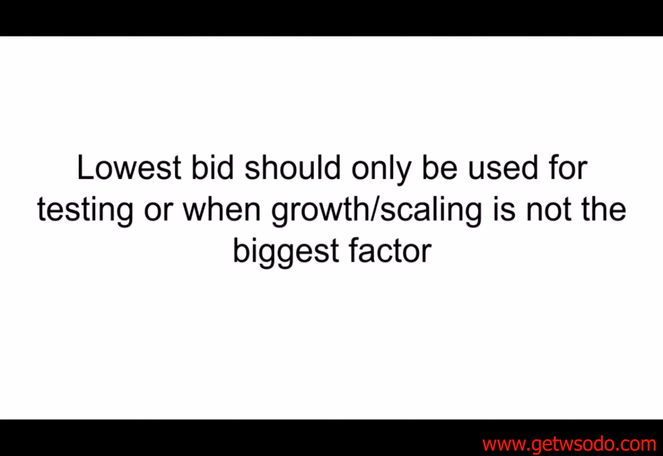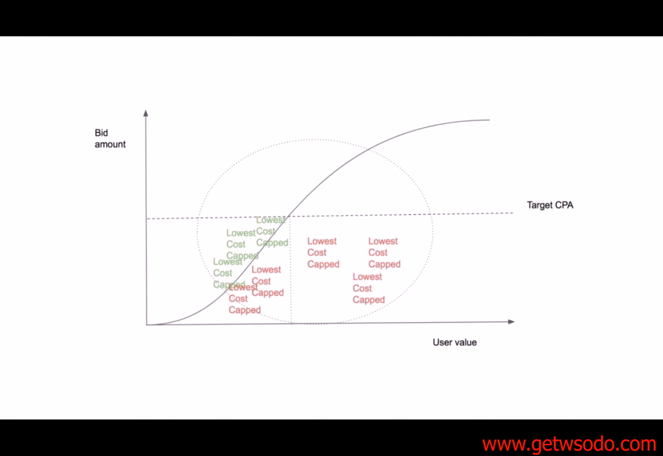So how do you make manual bid work for you? Lowest bid should only be used for testing or when growth scaling is not the biggest factor. So going back to the lowest bid model, if you want to maximize profitability and you want to tell Facebook, I don't want to pay more than $30 per CPA on average, then set the cap, and Facebook will try and get you as many conversions as possible at $30 and below.